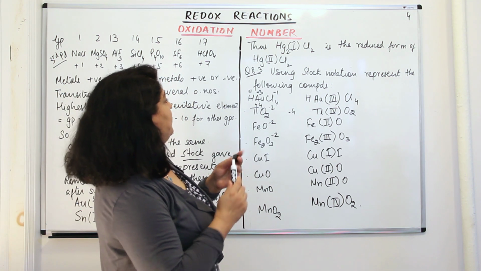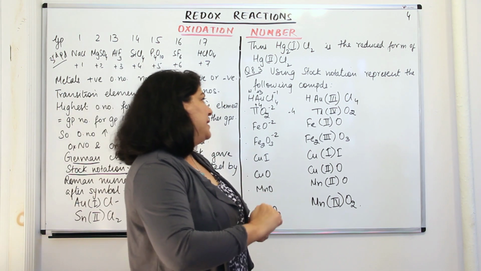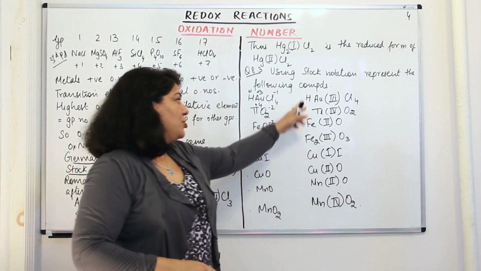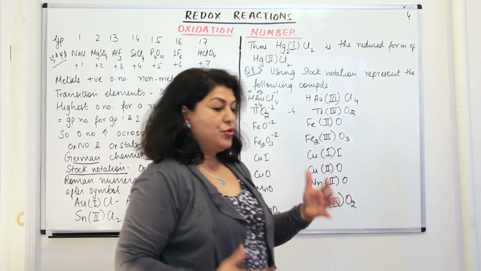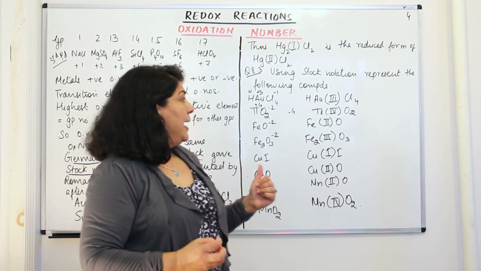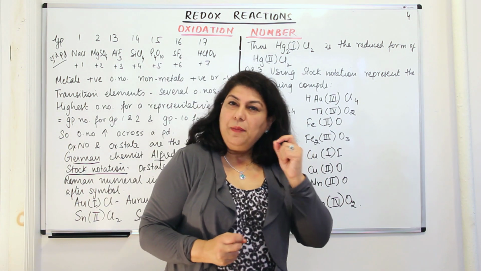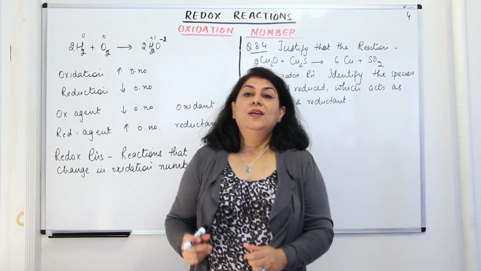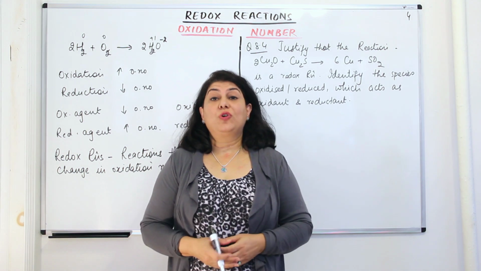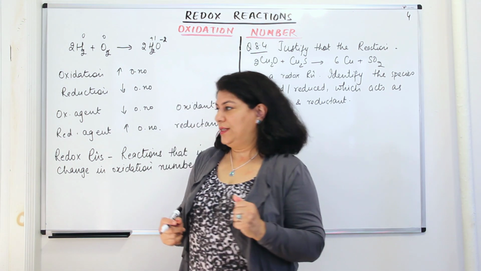Using stock notation, represent the following compounds. So you represented these compounds using the stock notation. So with that, I think you have understood enough about oxidation numbers, and I'd like to explain a little bit more about oxidation number before I wind up this video. So having understood this about oxidation number, what do we conclude about it?